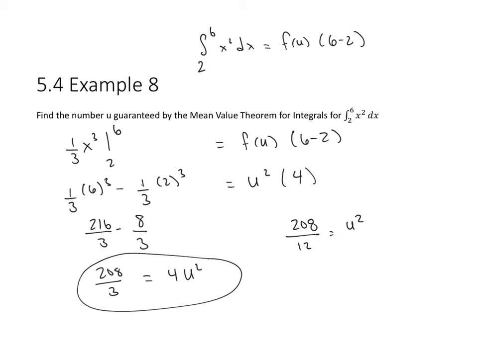And I can reduce that. Let's see, what goes in? 4 goes into both of those. That's 3, 52. So u squared is 52 thirds. We'll take the square root of both sides. And I get u is the square root of 52 over 3, which is about 4.163.